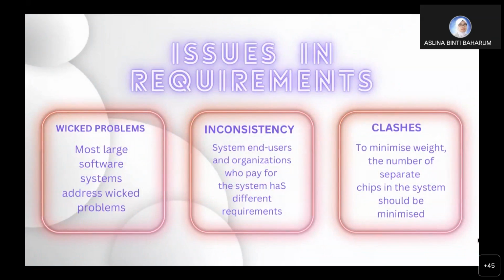Okay, in many workplaces, we are bound to encounter many sorts of problems. Same goes to this topic, issues in requirement. First, we have wicked problem. Most large software systems address wicked problems. Inconsistency: the system users and the organization who pay for the system have different requirements. Next, clashes. To minimize weight, the number of separate chips in the system should be minimized.